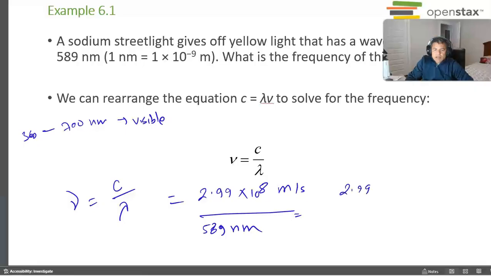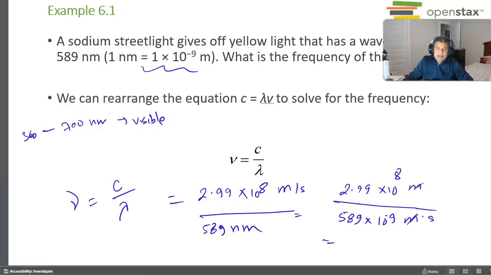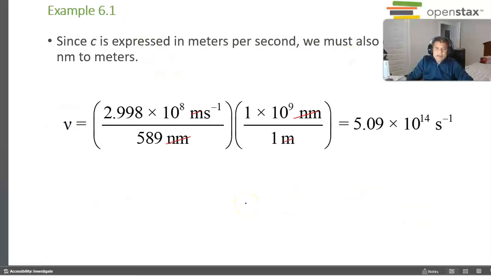And that is 2.99 times 10 to the power 8 meters, divided by 589 times nanometer, which means 10 to the power minus 9 meter. The meter cancels, and its value is this. That is the conversion. It's 2.99 times 10 to the 8 divided by 589 times 10 to the power minus 9. It's the same thing.